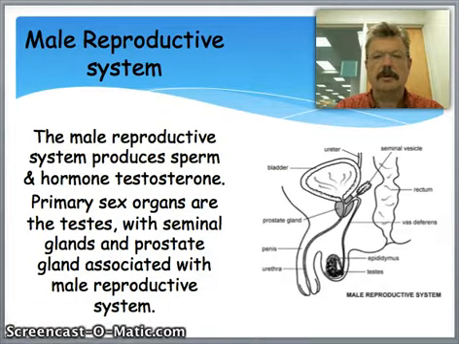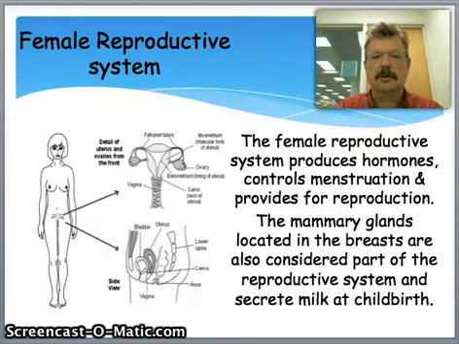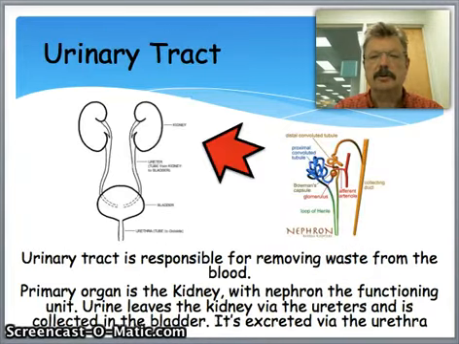For the male reproductive system, it produces sperm and the hormone testosterone. Primary sex organs are the testes, the seminal glands, and the prostate gland, which is associated with the male reproductive system. The female reproductive system produces hormones that control menstruation and provides for reproduction. The mammary glands located in the breasts are also considered part of the reproductive system and secrete milk at childbirth.